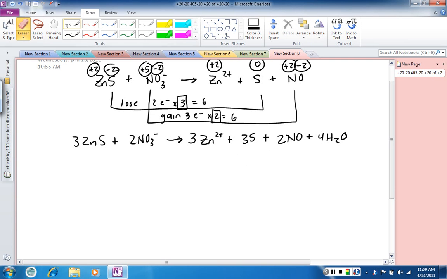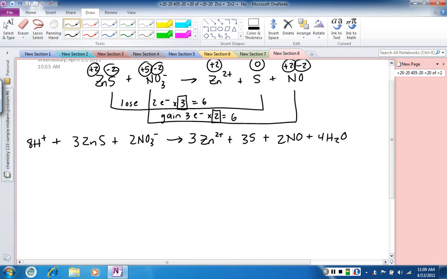The next step is to balance your H's. We have 0 H's over here. We've got 8 H's over here. So we're going to add 8 H pluses to our left side. So now we know our non-O's and H's are balanced, our O's are balanced, we just balanced our H's.